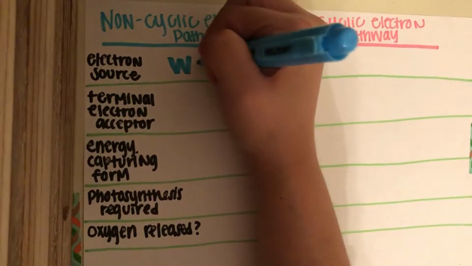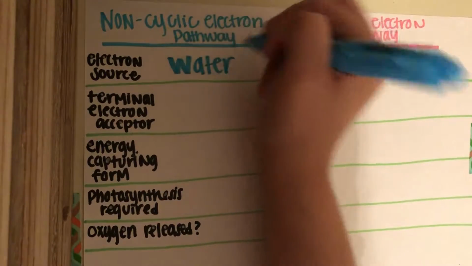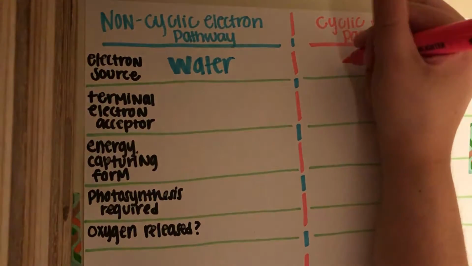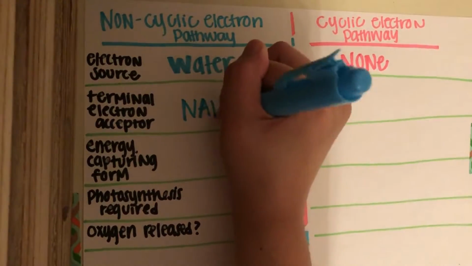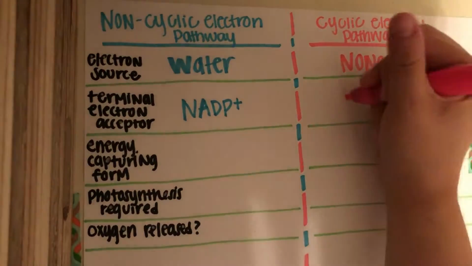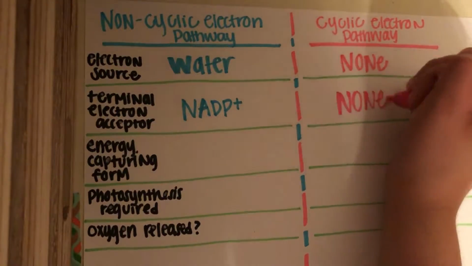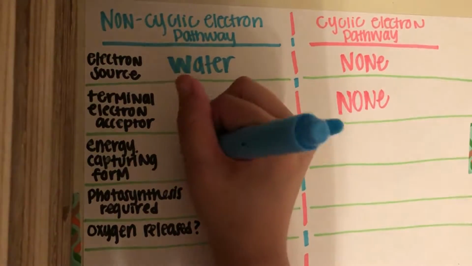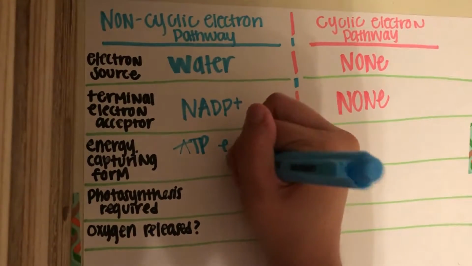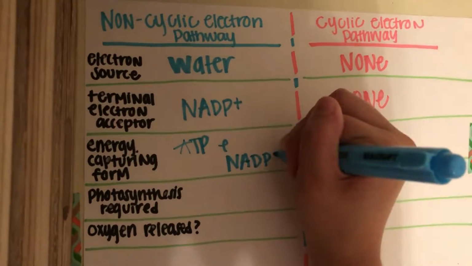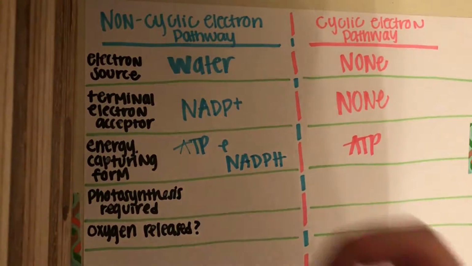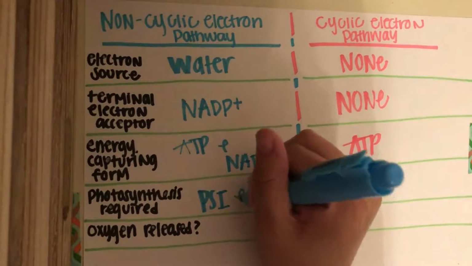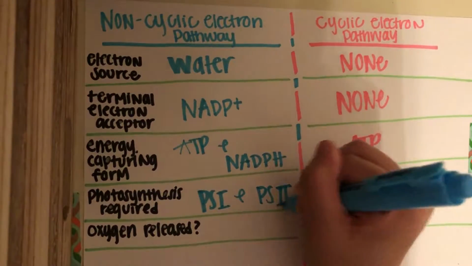The main difference between the non-cyclic versus cyclic is within these 5 categories. The first is electron source, and non-cyclic uses water and cyclic uses none. In the second one, terminal electron acceptor, non-cyclic uses NADP+, while cyclic uses none. In the third, energy capturing form, non-cyclic uses ATP and NADPH, while cyclic only uses ATP. And in the fourth, non-cyclic uses photosystem 1 and 2, while cyclic only uses photosystem 1.